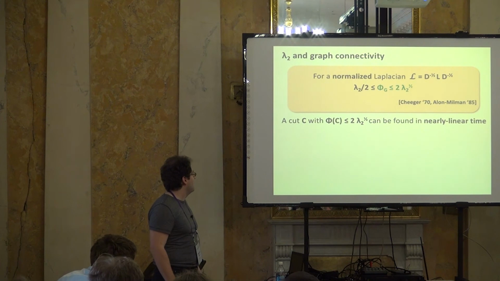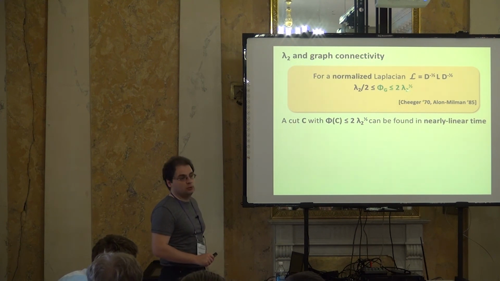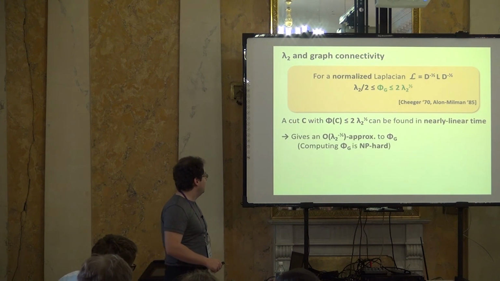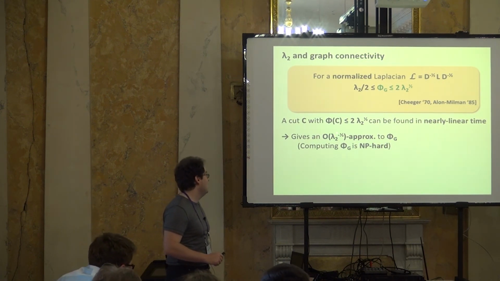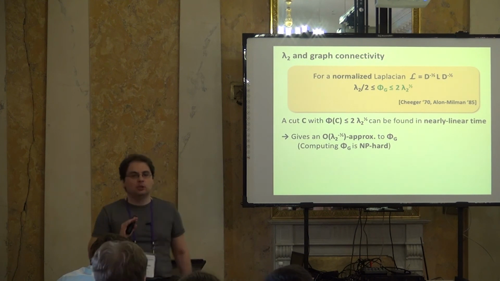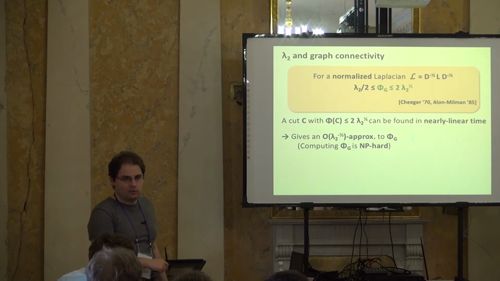Of course, one side of this is constructive. If I have a graph in which the value of lambda 2 is something, in linear time I can find a cut that meets this upper bound. I will find a cut of sparsity at most 2 times the square root of lambda 2 in linear time. One thing to note is that computing the expansion of the graph is NP-hard, so this gives you an approximation, a strange one: a 1 over square root of lambda 2 approximation. By the way, this is a normalized Laplacian, so these values are always smaller than 1. So it all makes sense.